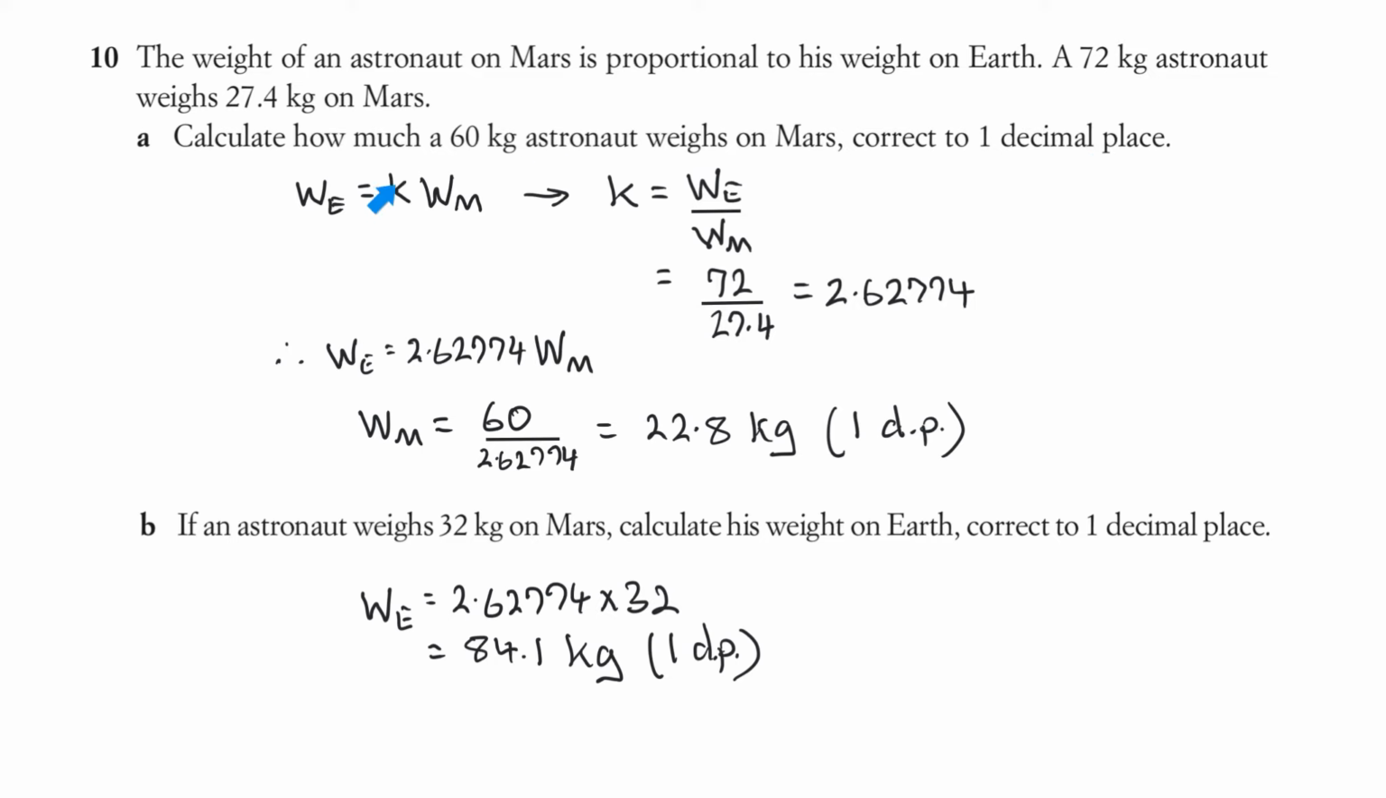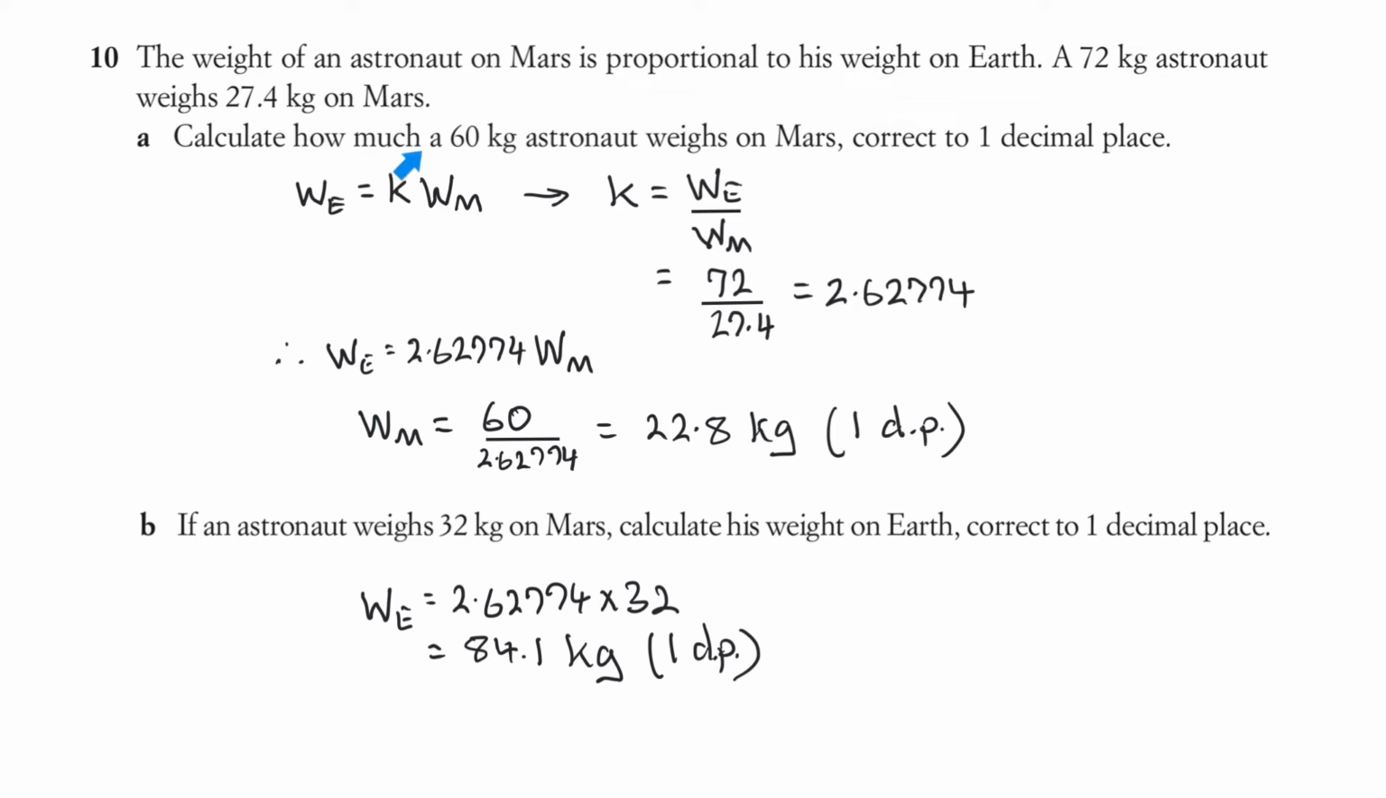So we've got the weight on Earth equals K times the weight on Mars. Therefore, K equals the weight on Earth divided by the weight on Mars. Now, I've given an example. 72 kilogram astronaut on Earth is 27.4 on Mars. So we've got our constant here of 2.62774. We can rewrite the equation now, substituting this for K, we've got the weight on Earth equals 2.62774 times the weight on Mars.